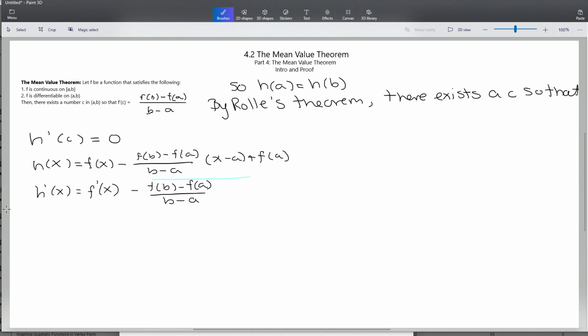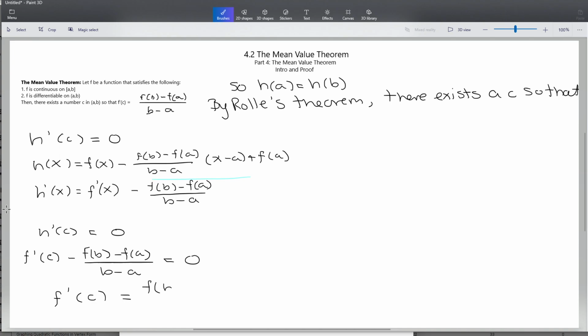Okay. So what does it mean for h prime of c to equal 0? Okay, so h prime of c is going to be f prime of c, I'm sorry, minus f of b minus f of a over b minus a. Okay, so that's h prime of c, and this is going to be equal to 0. Okay, so what that means is that f prime of c is equal to exactly what the theorem says, right? f of b minus f of a over b minus a.